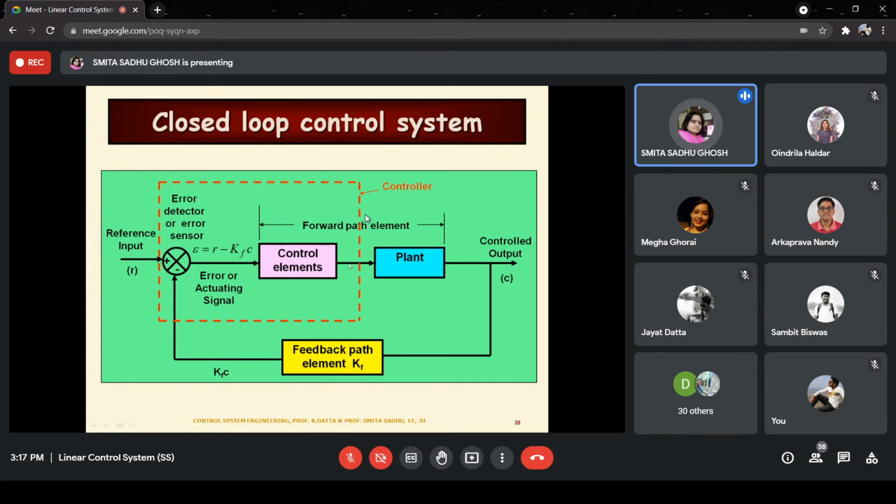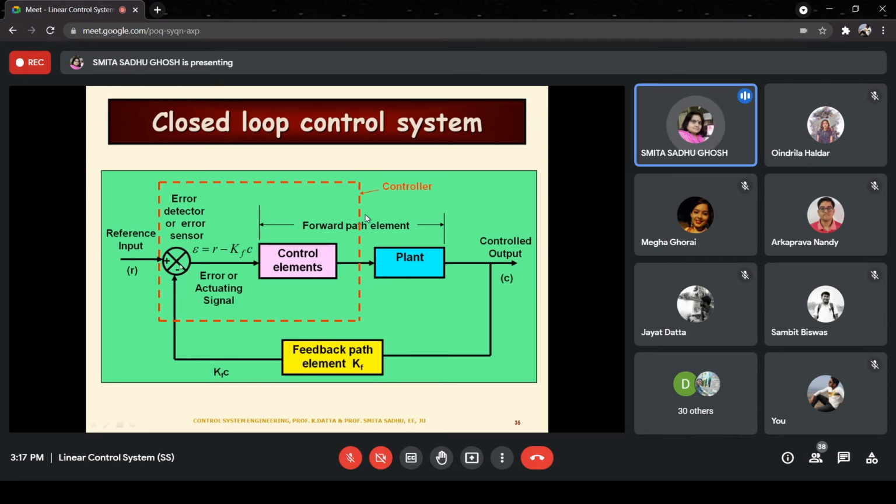What are the outputs of the controller? The output of the controller here is the input to the plant, right? So it is the signal which is going to make changes in the plant. It's going to influence the plant and make it respond in a desirable manner. So basically, the output of the controller is also the input to the plant.